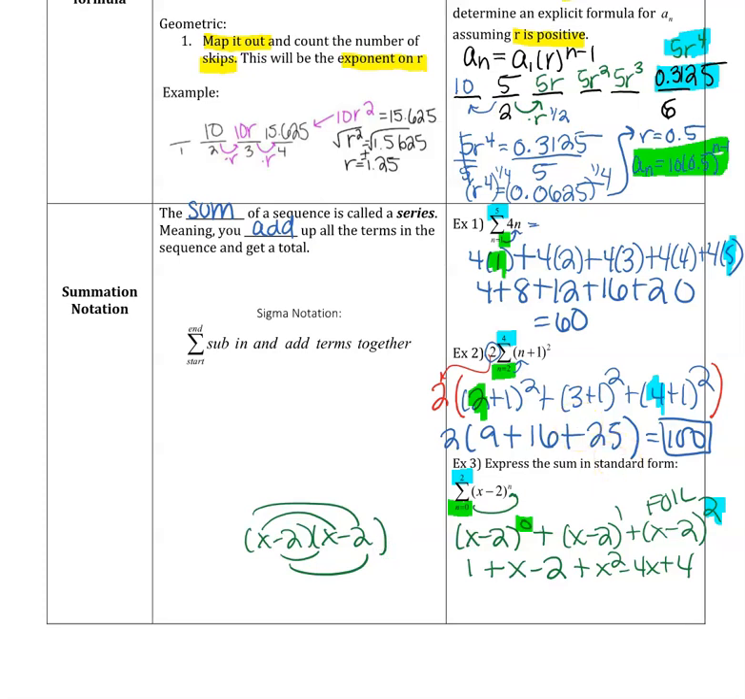Now from there, it wants my answer in standard form. Which means I need to combine my like terms and put it from highest degree to lowest. So my highest degree is x squared. It looks like I have negative 3 x's, and then I have 4 minus 2, which would be 2, plus 1, which would be 3. So x squared minus 3x plus 3.